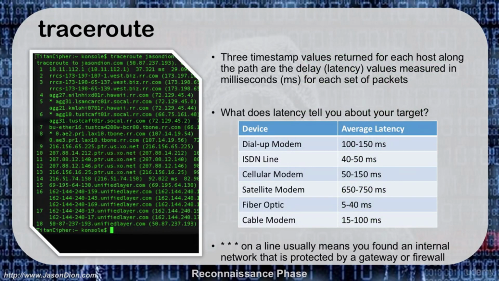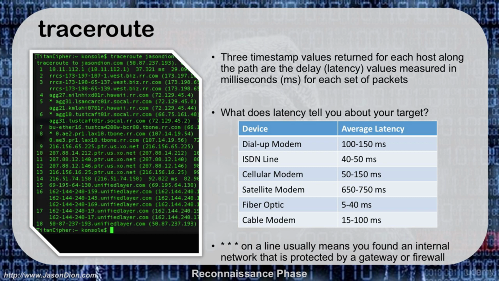3 timestamp values are returned for each host along the path, and this is actually the delay and the latency it takes. So you can actually determine how long it took to get from my computer all the way to Google and the particular route it took. Now, what does latency tell you? It can tell you what kind of connection the people have. So for instance, if they have a dial-up modem, I know this is really old, but some places still do, you'll have a longer latency, 100 to 150 milliseconds. If you have cellular, it's somewhere around 50 to 150 milliseconds.